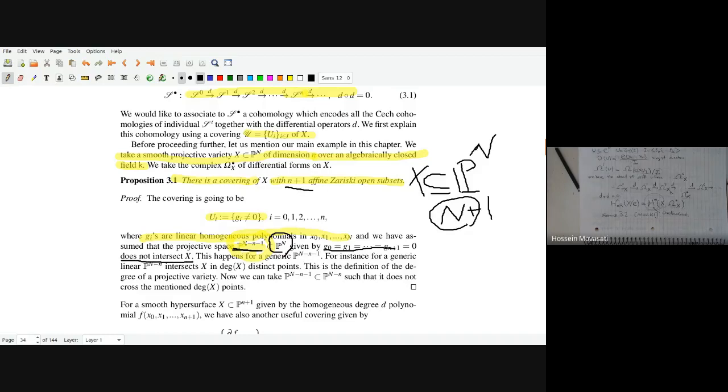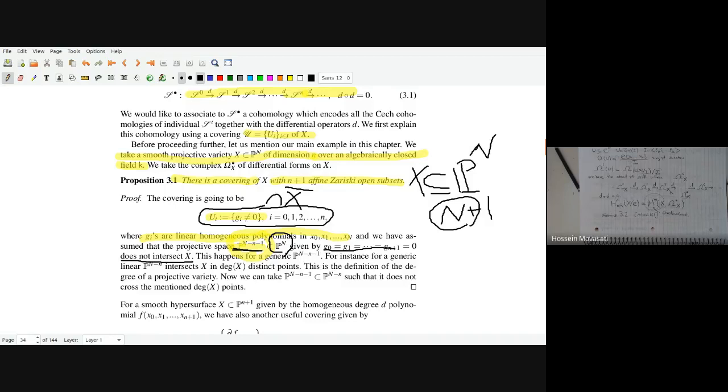And in a moment, I will explain why this happens. If you take this linear space, then since this linear space doesn't intersect X, you can immediately see that the Ui, of course restricted to X, form a covering of X. Actually, I have to write this as this intersected with X. So Ui is equal to Gi not equal to 0 intersected with X.